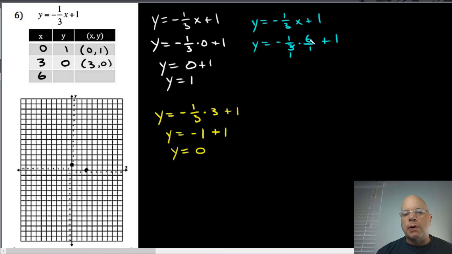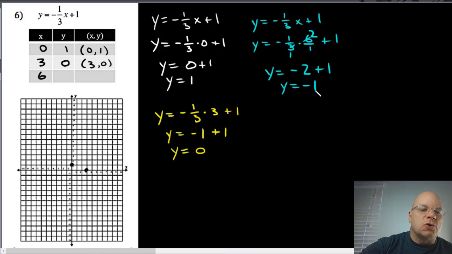3 divided by 3 is 1. 6 divided by 3 is 2. Or you could just see that 6/3 equals 2. And a negative multiplied by positive is negative. So I have y is equal to negative 2 plus 1, and negative 2 plus 1 is negative 1. So when x equals 6, y equals negative 1. So this third ordered pair would be (6, negative 1).